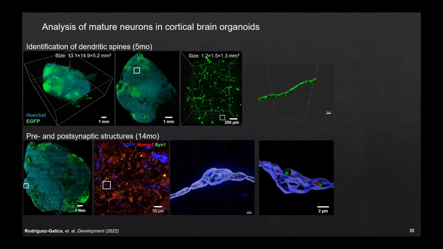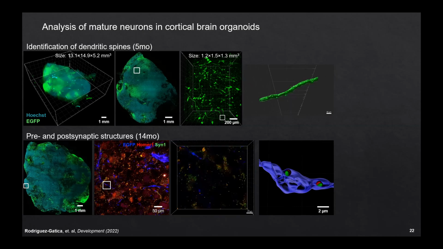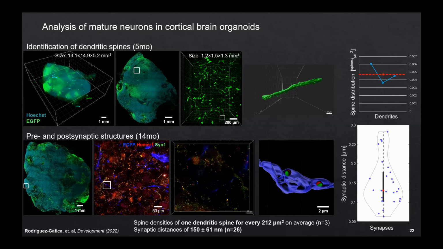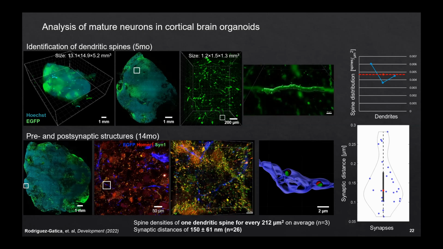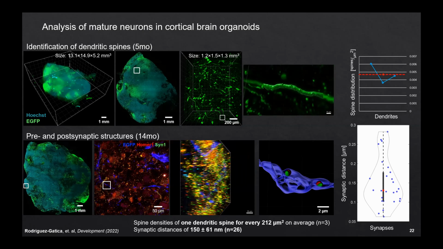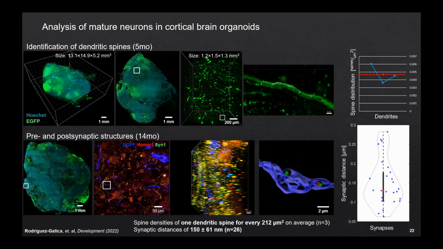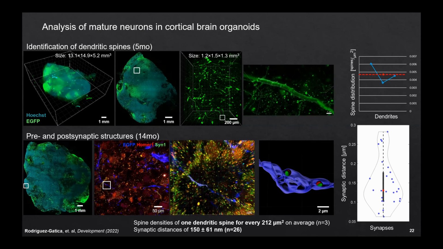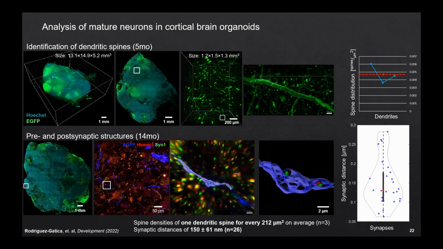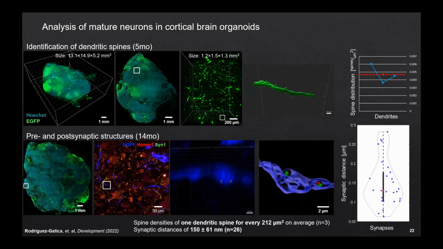Here we have a multisynaptic button, and we can quantify. So we can quantify spine distribution or synaptic distance. We have synaptic distances in the order of 150 nanometers, something that we also checked with STEM microscopy to validate our method, and it was in the same range.